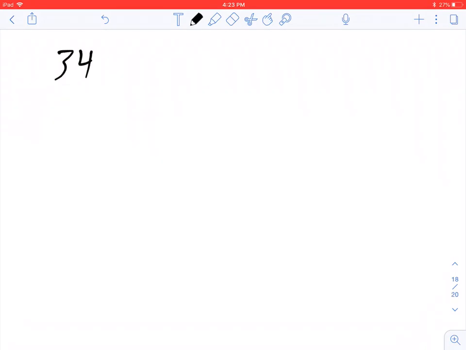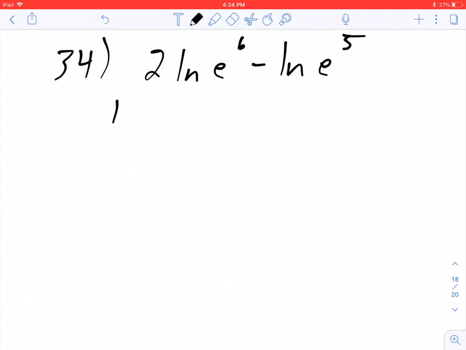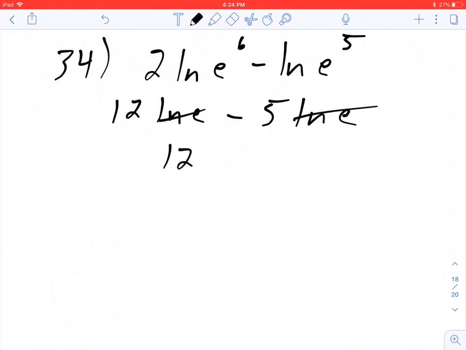Number 34 is 2 natural log of e to the 6th minus natural log of e to the 5th. Once again, we have exponents. They're going to be brought down in front of the natural log. The 6 is going to come down and multiply the 2 and turn it into 12 natural log of e minus 5 natural log of e. The natural logs of e both cancel. You're left with 12 minus 5, which is 7.